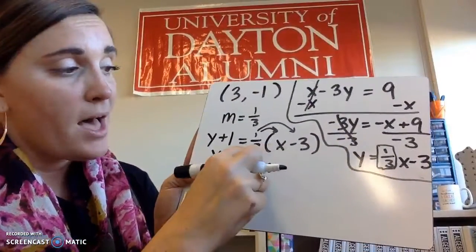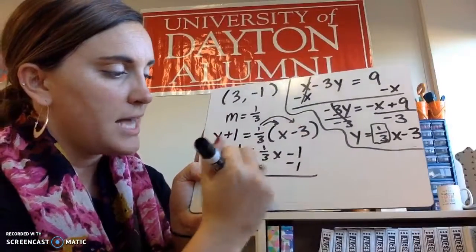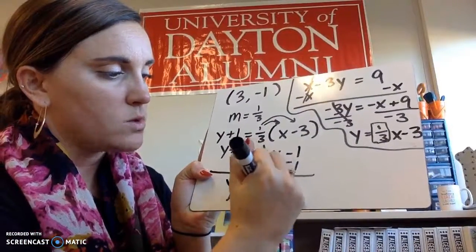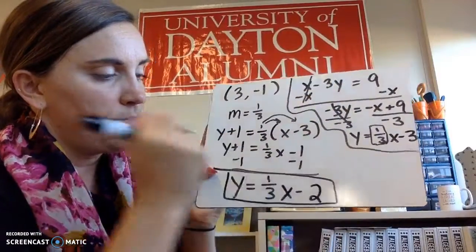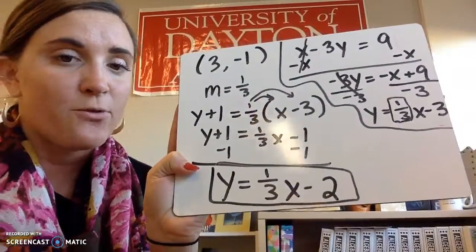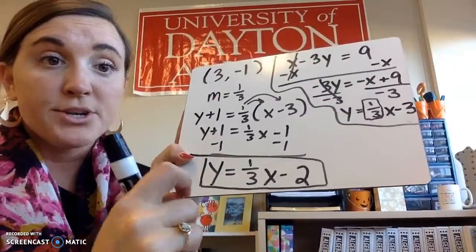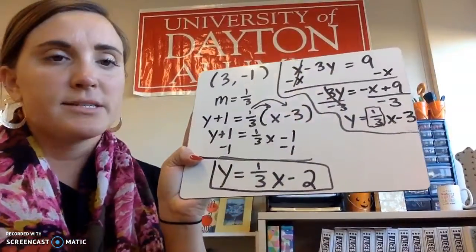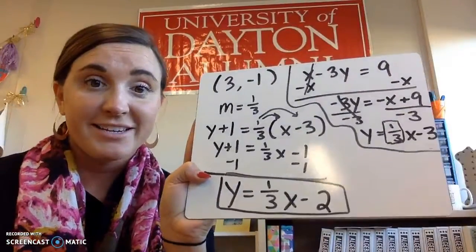Negative 3 divided by positive 3 is negative 1. Subtract 1 on each side. Y equals 1/3 x minus 2. Beautiful. We've got our equation in slope-intercept form. That is parallel. It has the same slope as the one that we started with, and they have different y-intercepts, meaning it's not the exact same line. They're two different lines that will never intersect.